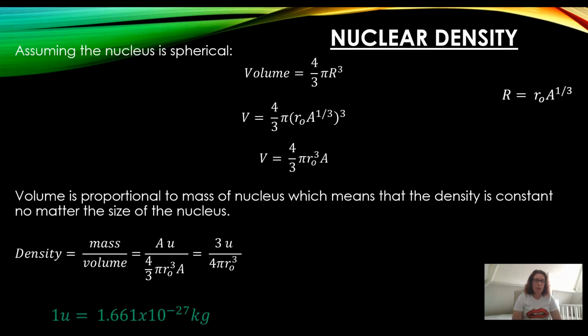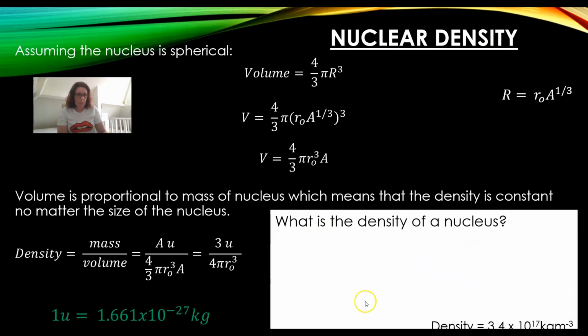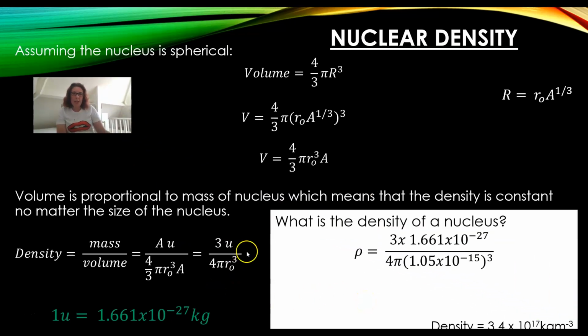So let me show you an example of using this. 1U is 1.661 times 10 to the minus 27 kilograms. You get given that in the data sheet. So what's the density of the nucleus? Density is 3U, so 3 times 1.661 times 10 to the minus 27, divided by 4 pi R0 cubed. Okay. 3.4 times 10 to the 17.